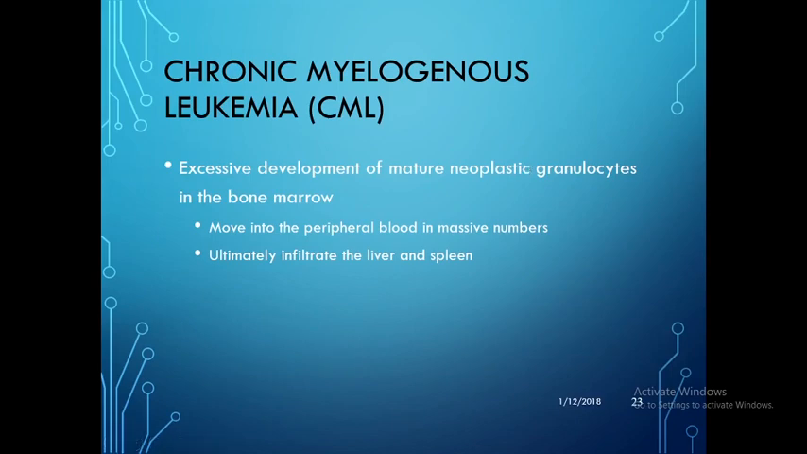Then CML, chronic myeloid or myelogenous leukemia. What happens here? Excessive development of mature neoplastic granulocytes in the bone marrow, which move to peripheral blood in massive numbers and ultimately infiltrate the liver and spleen.